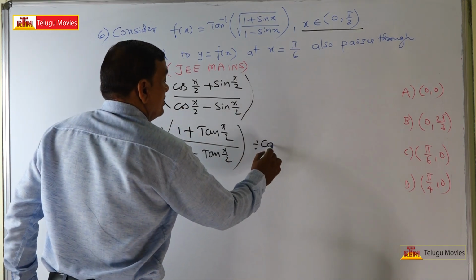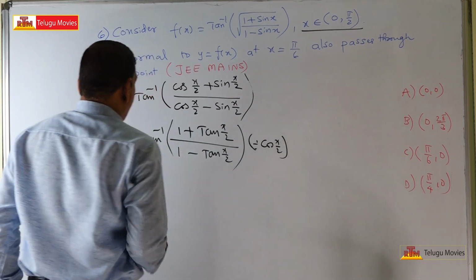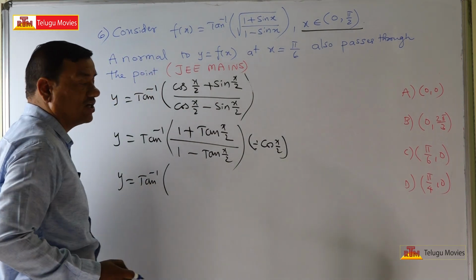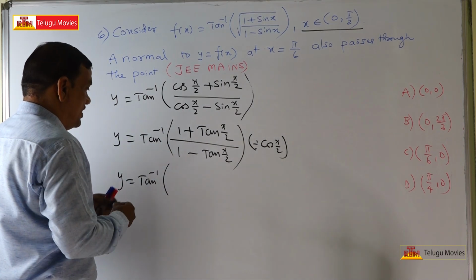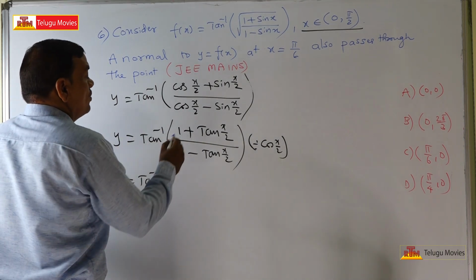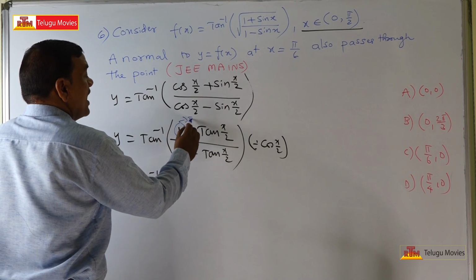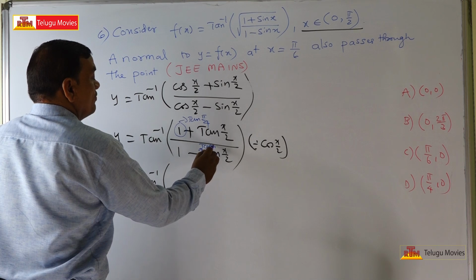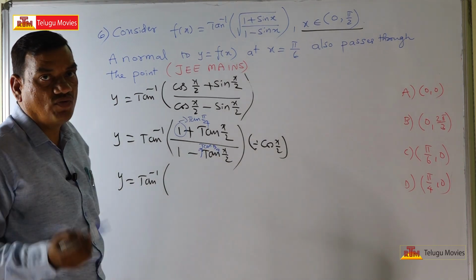So I am dividing each term by cos x by 2. So this is equal to tan inverse of, you can write it directly in place of 1. Can I write tan pi by 4 in place of 1? So here also I can write tan pi by 4. Nothing wrong in it. Why? Because the tan pi by 4 value is 1.